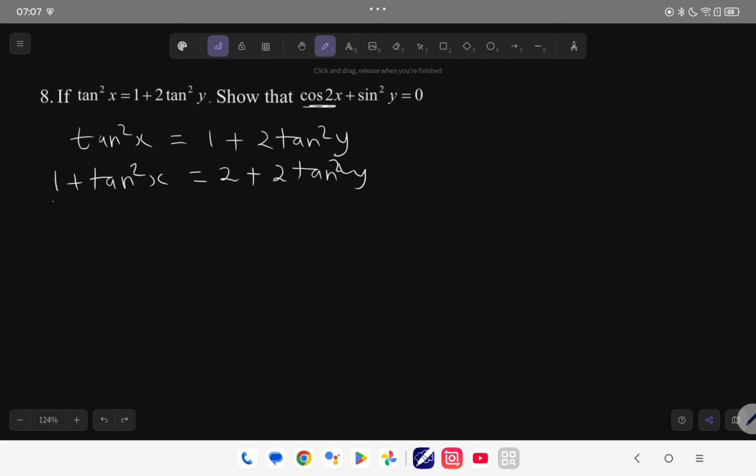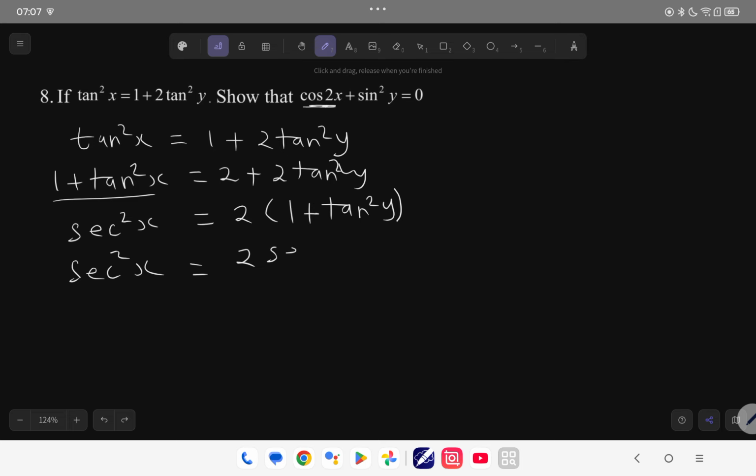So I will have sec squared x is equal to 2 into 1 plus tan squared y. So we will have sec squared x being equal to 2 sec squared y. This one can become now sec squared y.